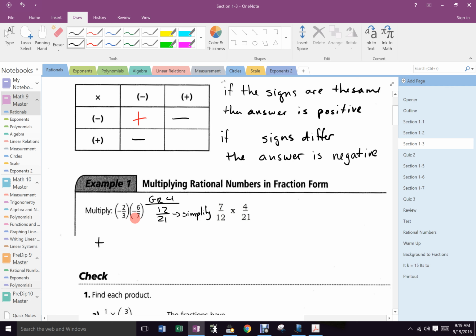So I check. Austin has told us we check diagonally. Do 2 and 7 work together? No. Do 3 and 6? Yeah. There's a 3 here. How many 3s are in 6? 2. So now I have 2 times 2, which is 4, and 1 times 7, which is 7. And it's done. And I know it's positive because they had different signs.